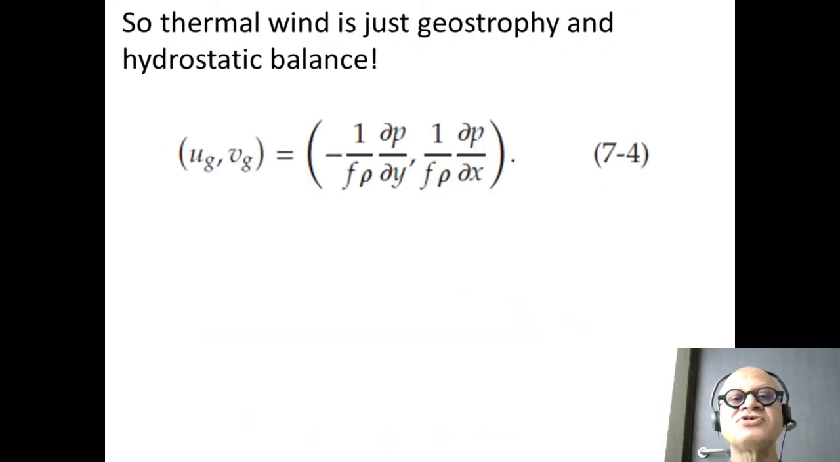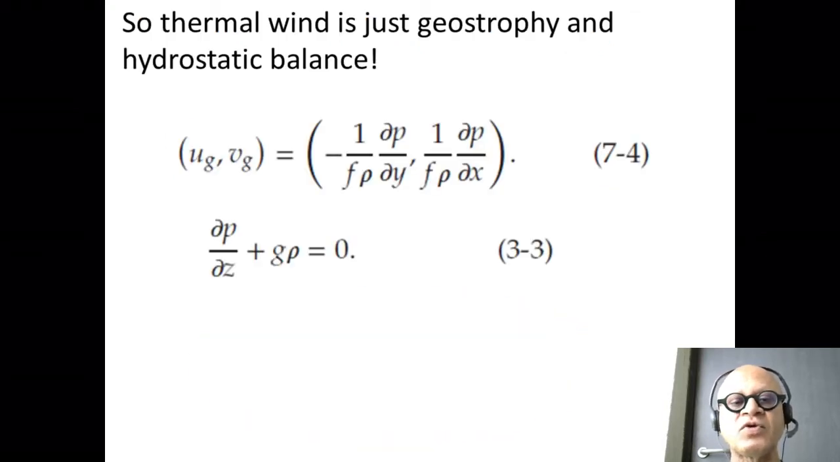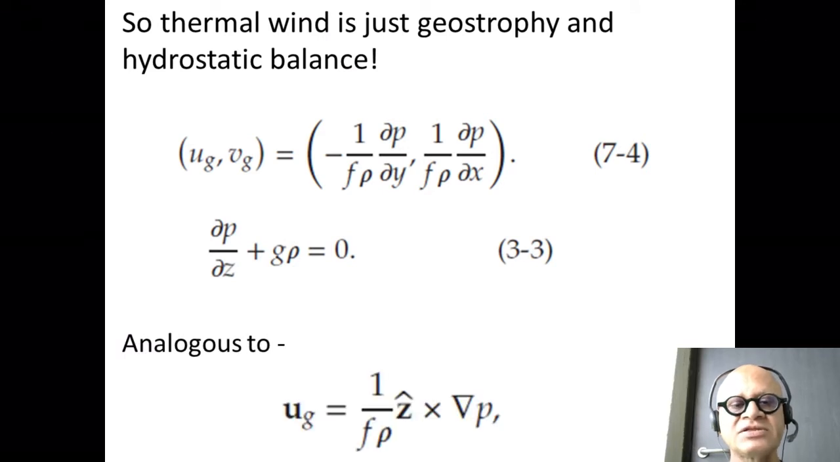So here is our geostrophic equation and hydrostatic balance, which can be written as UG equals 1 over F rho Z hat cross grad P, whereas when we do dUG dZ, the shear, then we had grad T with alpha and F here, alpha g over f, right? So you can see the parallel there.